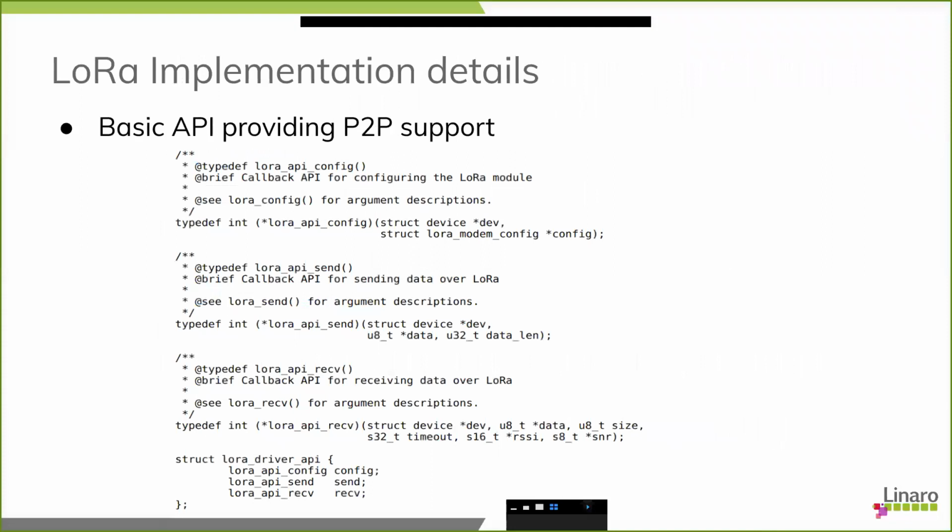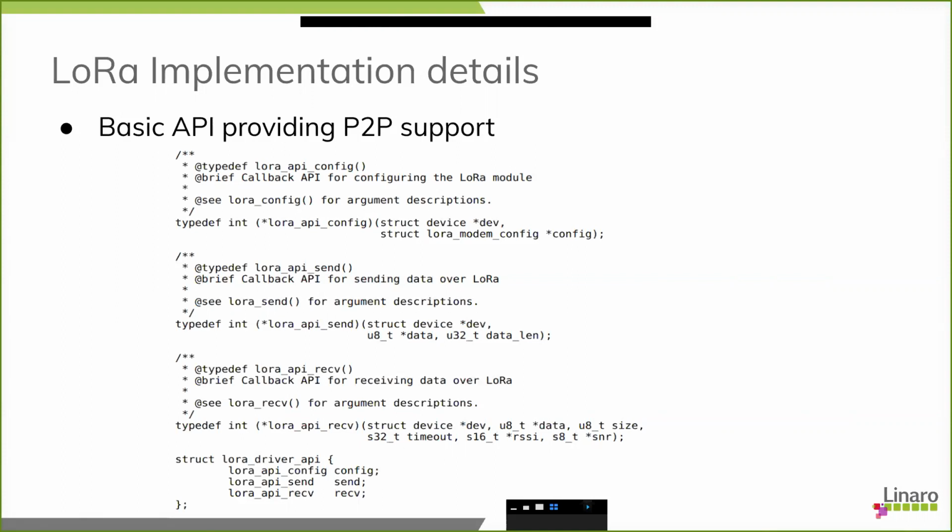So here comes the LoRa implementation detail. This is the basic API providing the P2P support. We had an API for configuring the modem, and then we had APIs for sending and receiving data. It's pretty simple, just three APIs making use of the entire LoRa radio.